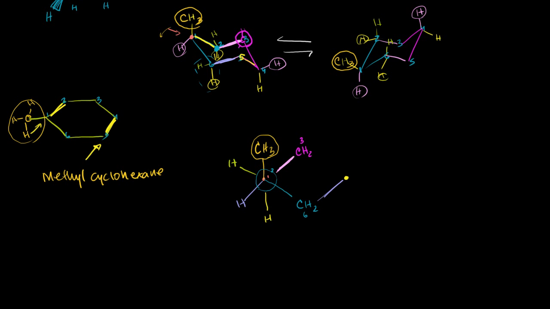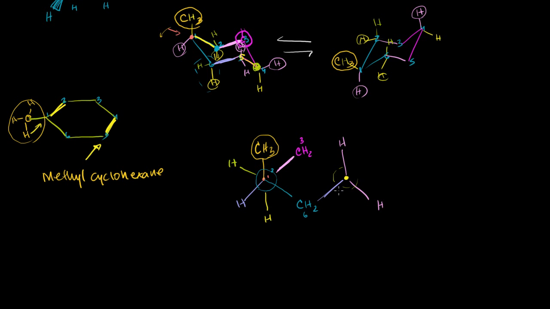I haven't drawn them here. Let me draw them just so you can see them. It's going to have two hydrogens, one in an axial position and one in an equatorial position. It's hard to see now, but one hydrogen in axial and one in equatorial position. And then in the back, we're going to draw carbon number 4. Carbon number 4 I will do in this green color.